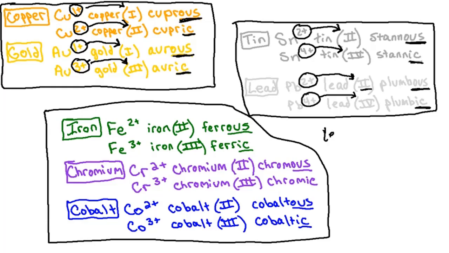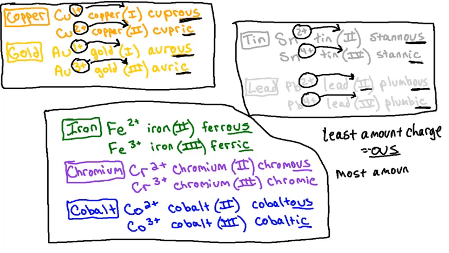The element with the least amount of charge ends in OUS. And then with the most amount of charge, it's going to be the element's name, but it's going to end in IC.